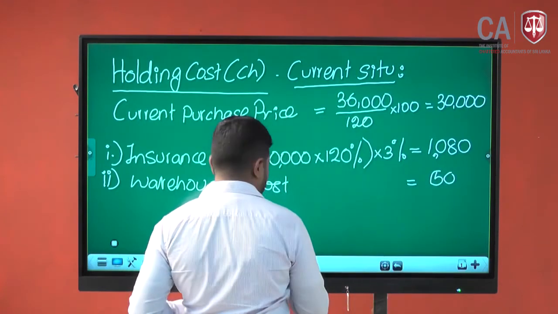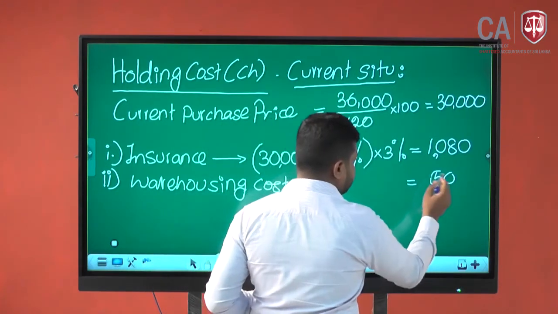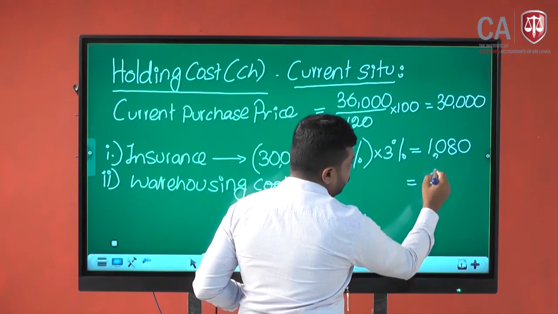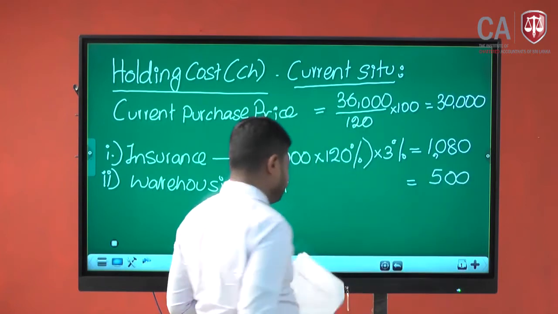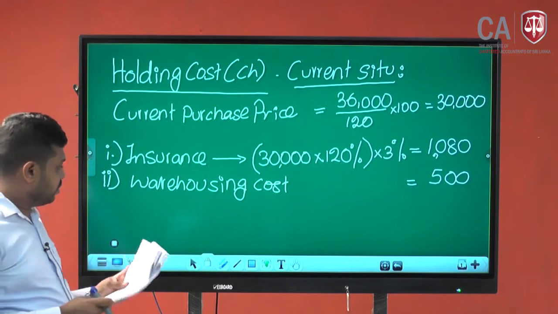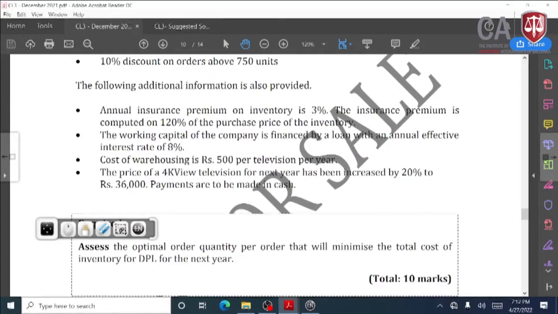Sorry, it should be 500. Holding cost, 500. Warehousing. Finance cost. Look at what it says about finance cost.